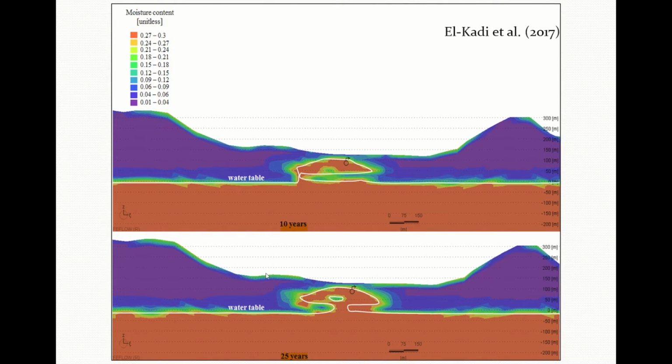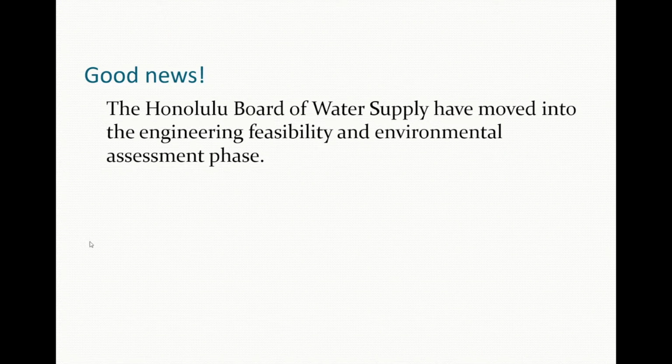And here are the results. This is after 10 years, and this is after 25 years. We can see it is still okay, but it is very close to being connected with the saturated zone at the water table. So we recommended to either reduce the injection or distribute it over a number of wells over the area. And the good news is actually the Board of Water Supply is planning to do the project, and they started already the engineering approach.